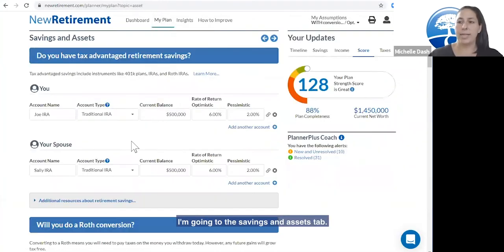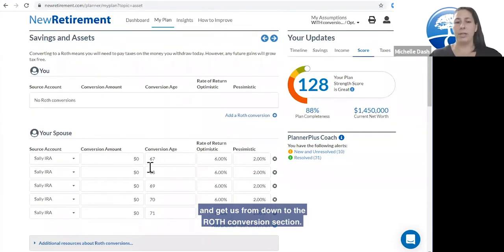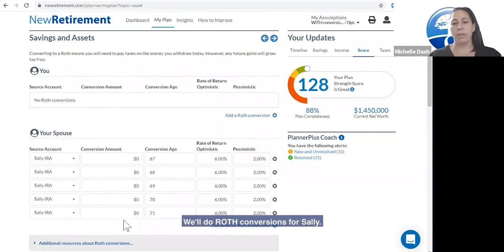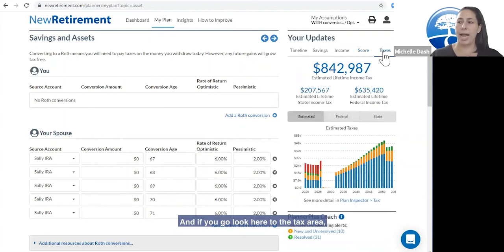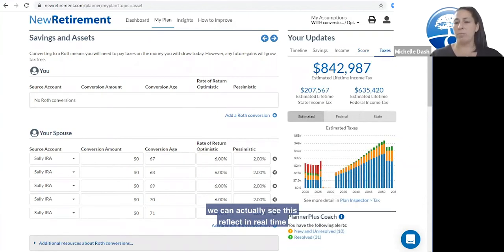I'm going to the Savings and Assets tab. That's where the Roth conversions are. You can see, as we talked about already, that they each have their own traditional IRA of $500,000 right now. I'm going to scroll down to the Roth Conversions section, and I've already laid this out. We'll do Roth conversions for Sally, and this is her tax window. She has between 67 and 71 is when we had those low tax scores. And if you go up here to the tax area, we can actually see this reflected in real time on this smaller chart. So we see our window. This maps directly to our area of Roth conversions.